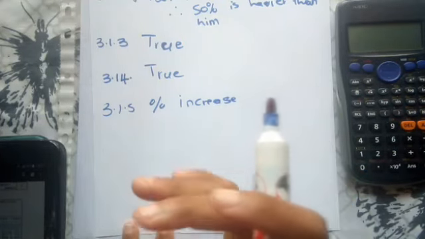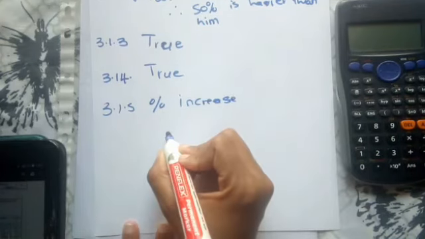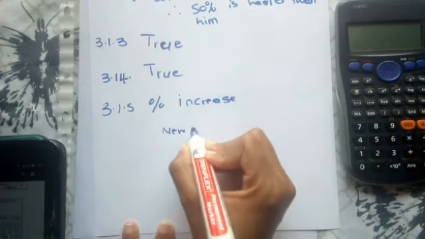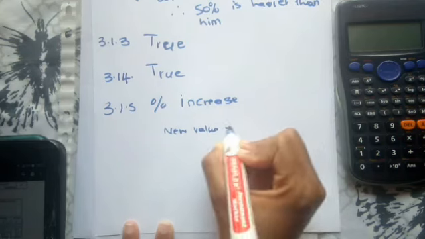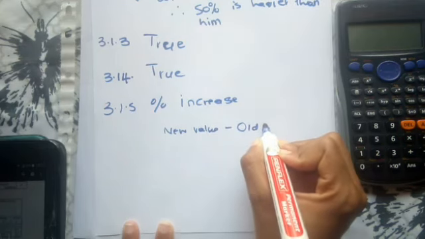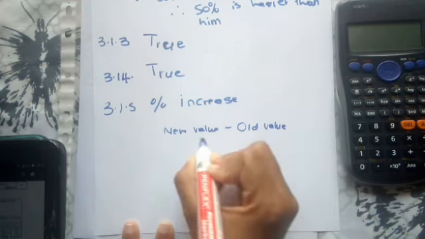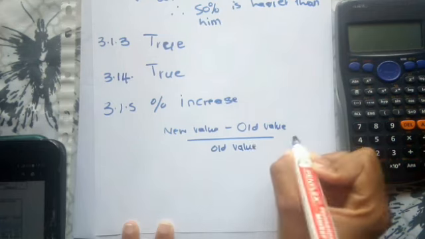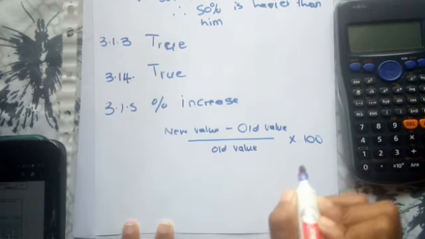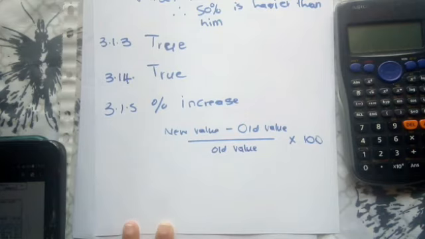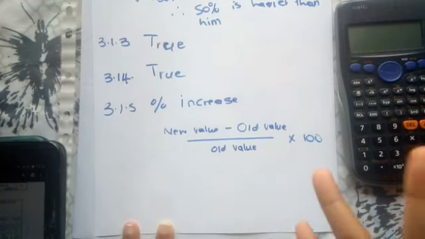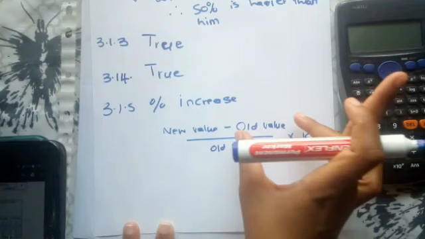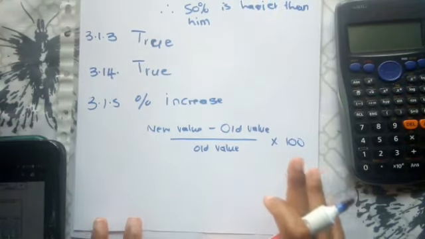It's whatever the new value is, so new value minus old value, all over old value, multiplied by 100. I'm saying value because in some questions they are talking about a difference between populations, in some questions the difference between prices. Whatever you are dealing with, it's the new value minus the old value, all over the old value.